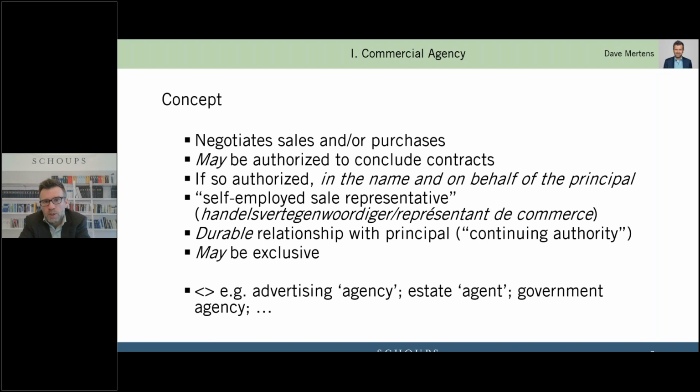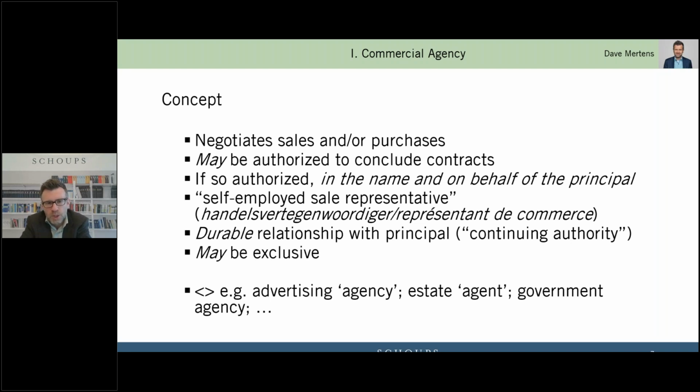Conversely, do I want my agent to work exclusively for me? That's also possible. Say that this agent may not work for other principals, or a variation on the theme: the agent may have other activities, but not for competing brands. So that's something you need to think about and put in your contract. If you don't, it is not exclusive.